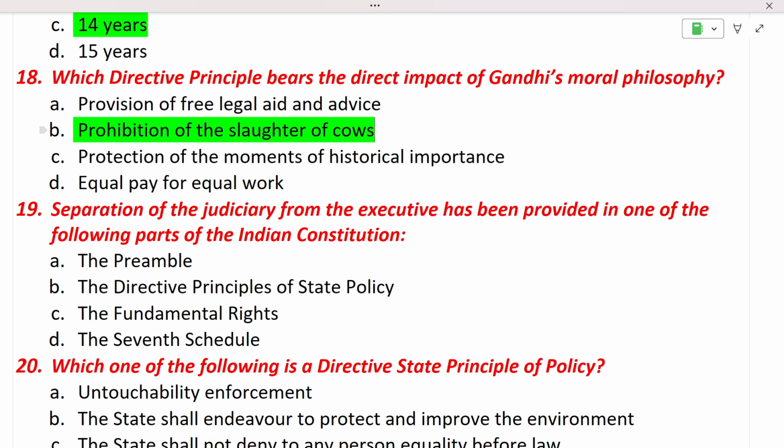Question number 19. Separation of the judiciary from the executive has been provided in one of the following parts of the Indian Constitution. Option A, the preamble. Option B, the DPSP. Option C, the fundamental rights. Option D, the 7th schedule. So the answer is B.